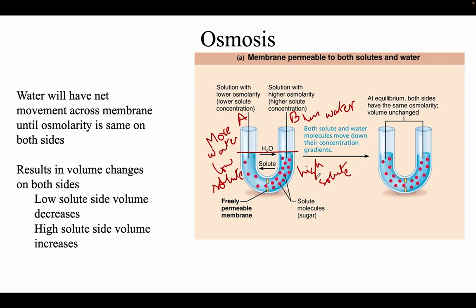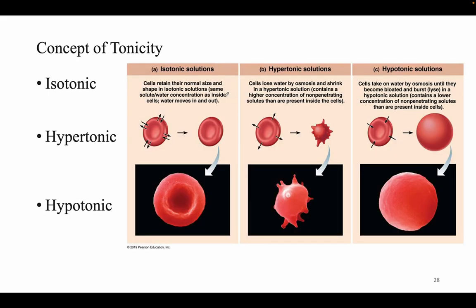Now everything will move from high to low. Therefore, solute will move from B to A, but the water will go in exactly the reverse direction, A to B. And after a point, they will be in equilibrium. So this is what we're talking about when we talk about osmosis happening through a semi-permeable or a permeable membrane. Now we can apply this to the concept of a cell.